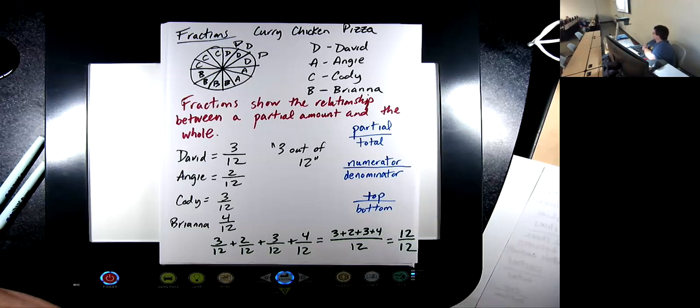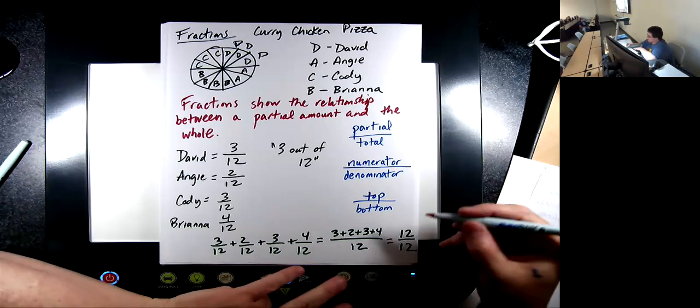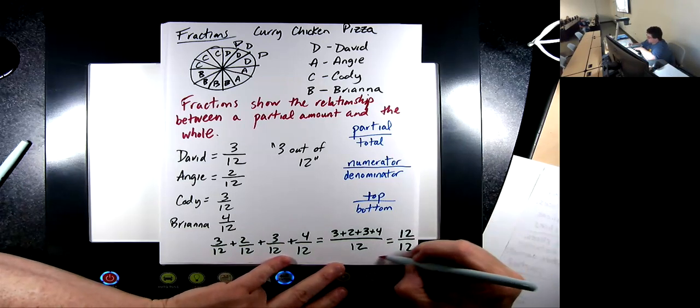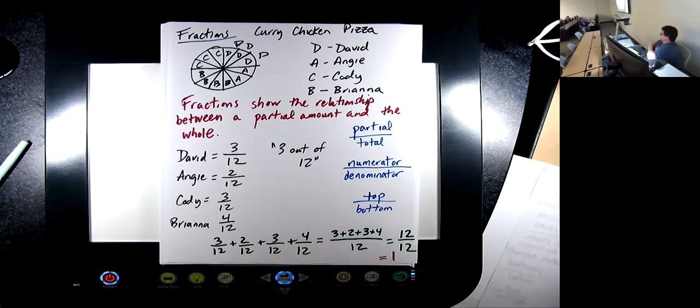And if I didn't want to talk about 12 slices out of 12 slices, that makes me sound like a moron. That's just one pizza, right? If the number on top and the number on the bottom are the same, this equals 1. We'll talk about canceling or simplifying a little bit.